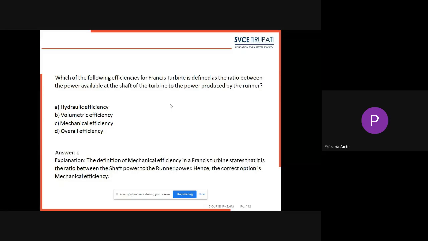Next question. Which of the following efficiencies for Francis turbine is defined as the ratio between power available at the shaft to the power produced by the runner? So the answer is mechanical efficiency. Next one. Which of the following efficiencies for Francis turbine is defined as the ratio between power available at the shaft to the power supplied by water at inlet? So the answer is overall efficiency.